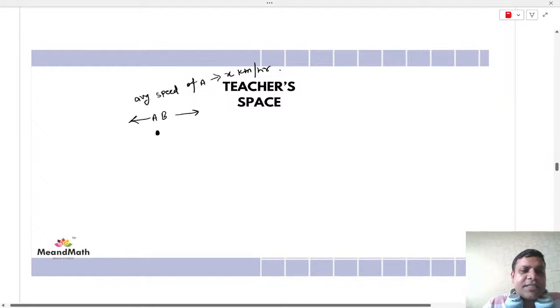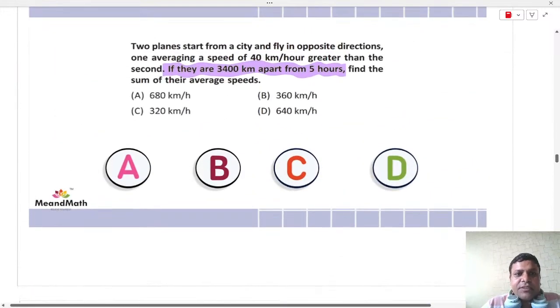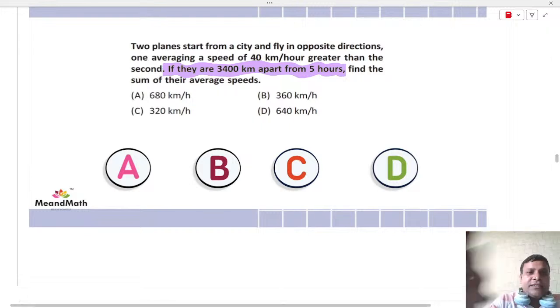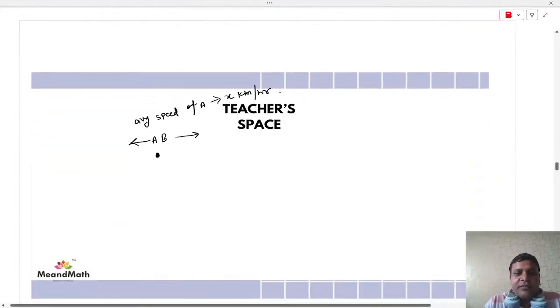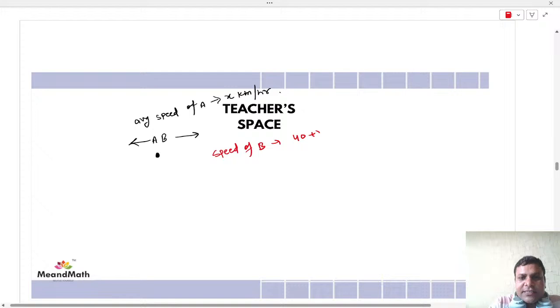Now the question says one is 40 kilometers per hour greater than the second one. So one is faster by 40 kilometers per hour. So what should be the speed of B? The speed of B should be 40 plus x kilometers per hour.